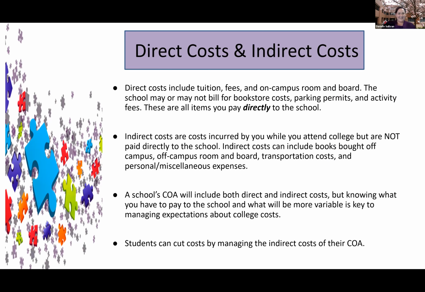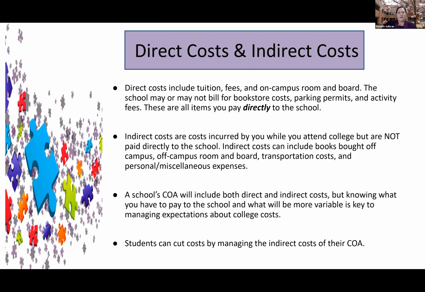It's a learning process. So let's talk about direct costs and indirect costs. So direct costs are going to be things that the university or college bills you directly on your bill. So things you pay directly to the college, such as tuition and fees, on-campus room and board. Bookstore costs could be direct or not. It depends at the school.